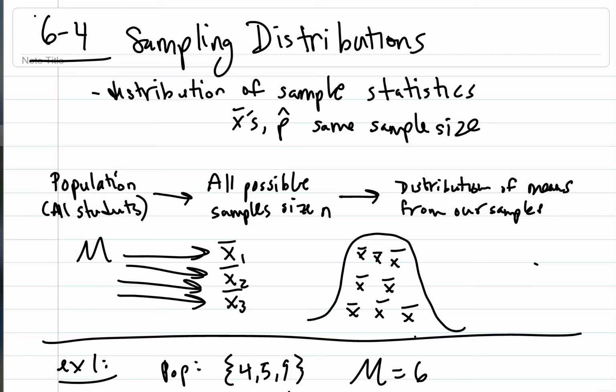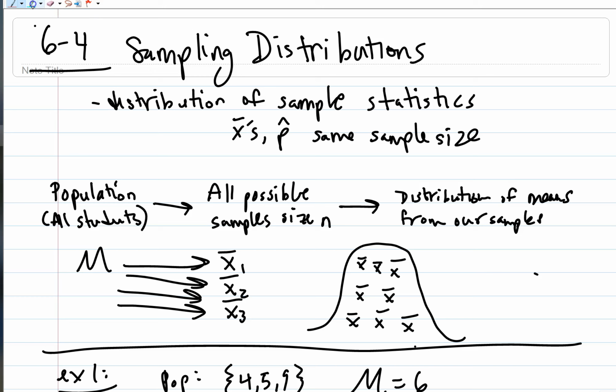So when we're dealing with sampling distributions, it's just really important to understand what it is we're discussing. And so that's what I'm going to probably focus on most, is making sure that we understand what a sampling distribution is. So the idea of a sampling distribution is a distribution of samples.